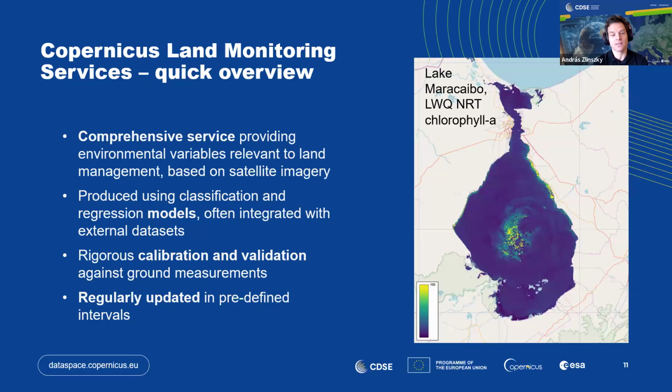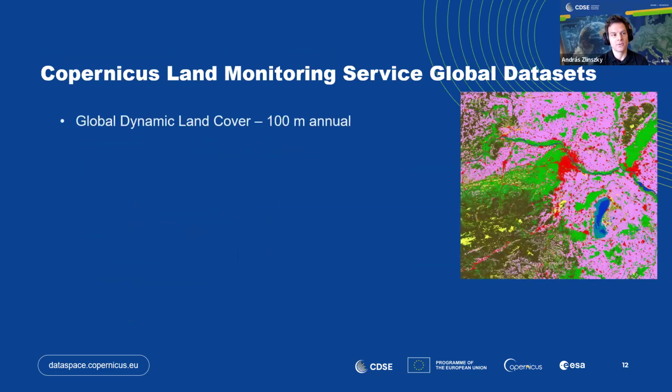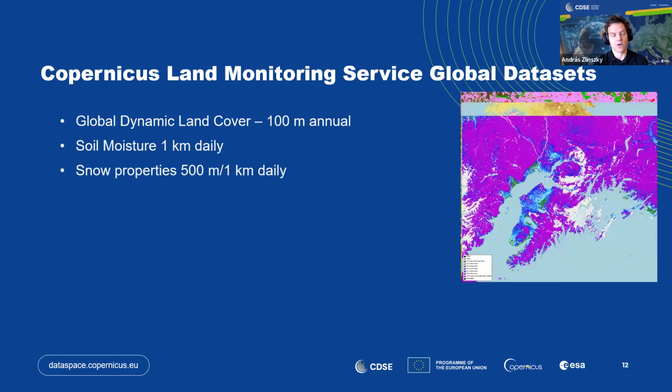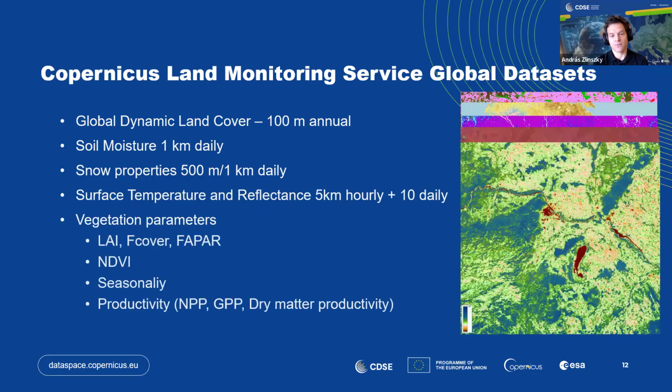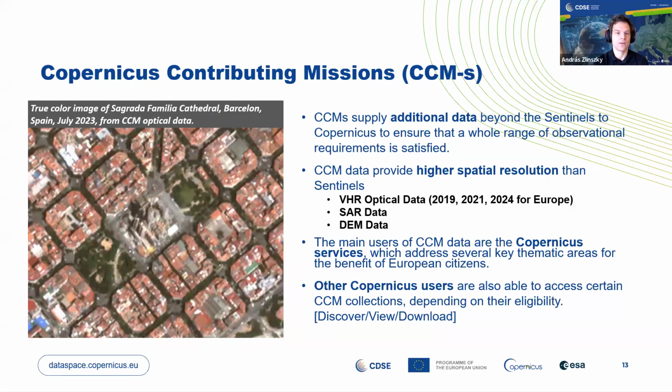And these are calibrated data sets. They are regularly checked and updated year by year, and their accuracy is very closely monitored. So we have land cover, we have soil moisture, we have snow cover and snow water equivalent, we have surface temperature, we have a lot of vegetation parameters for agriculture and also for urban vegetation health, of course. And we have lake extent and water quality. These are the main data sources in Copernicus Land Monitoring Service. And then additionally, we have Copernicus contributing missions.